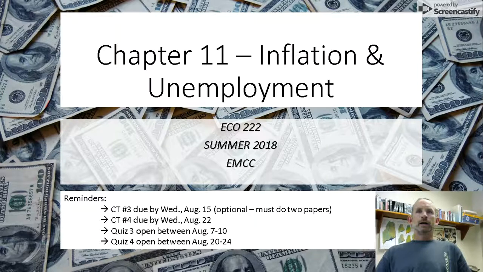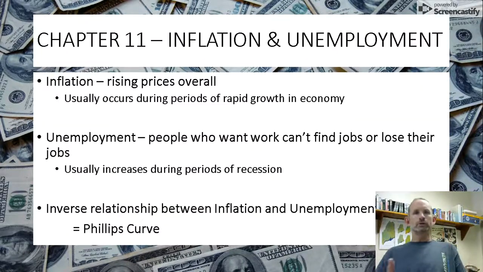In this video, and this will probably have to come in 2 parts, we're going to start talking about chapter 11, which covers inflation and unemployment. Inflation and unemployment are the 2 main problems that government economists have to worry about. The 2 big things that cause problems for people in the economy are inflation and unemployment.